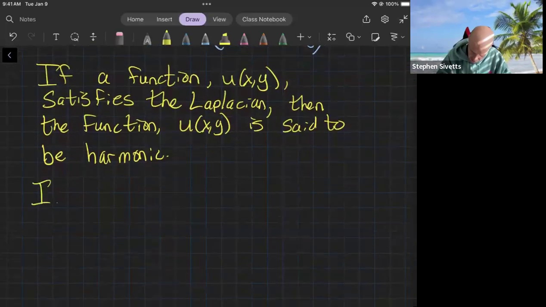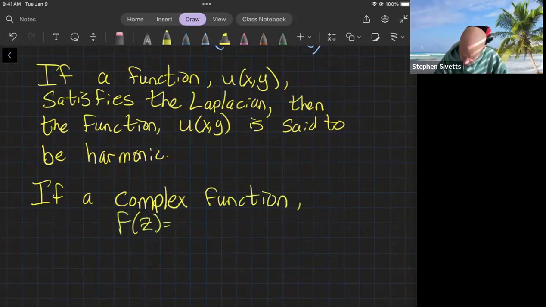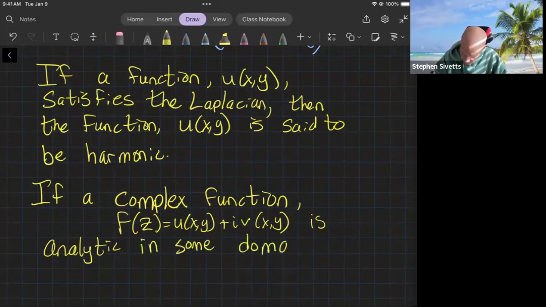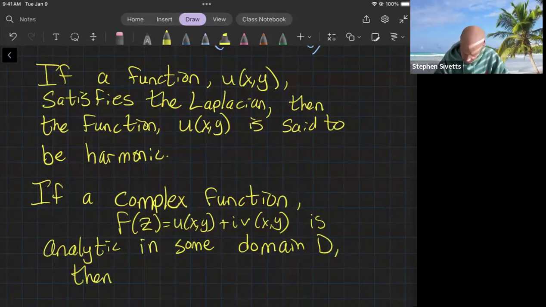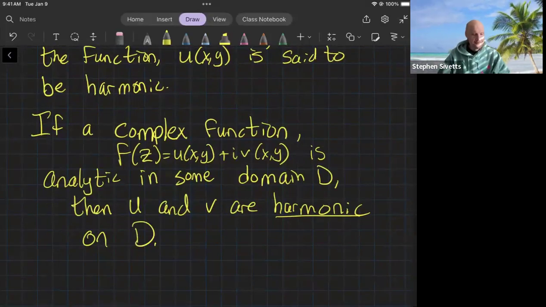Okay. With a complex function that is analytic, it means it satisfies the Cauchy-Riemann equations in some domain D. Then the functions u and v are harmonic on the domain D.